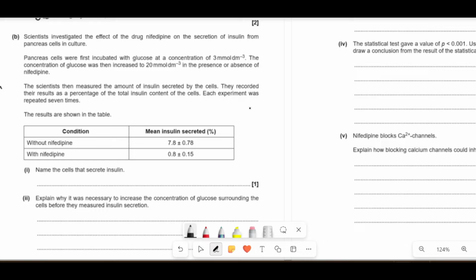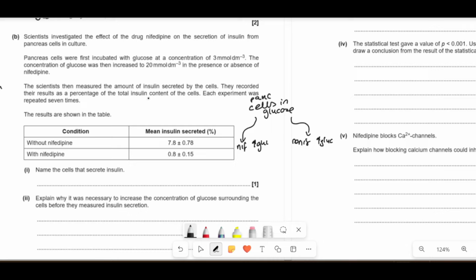So just real quick, what they did is they got the pancreas cells in glucose, and then they had 2 groups. They had nifedipine and then no nifedipine, and they increased the glucose concentration. So what we would expect to happen just on that alone is that the insulin should go up in both of them, right? Because we're increasing the glucose. Insulin secretion should increase, and glucagon secretion should drop.